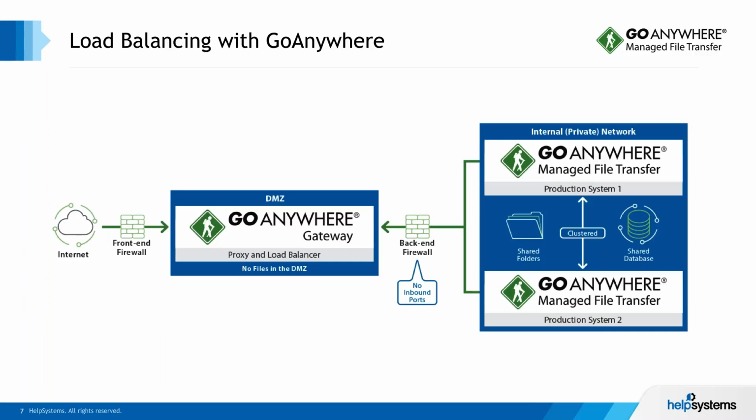And let's say that top node crashed, the VM went down, some hardware failure occurred, maybe a natural disaster like the hurricane that is on the East Coast right now happens, and production system 2 is our only one left. GoAnywhere Gateway knows to route that traffic to production system 2 to maintain the high availability.